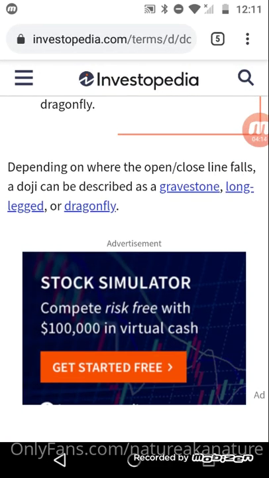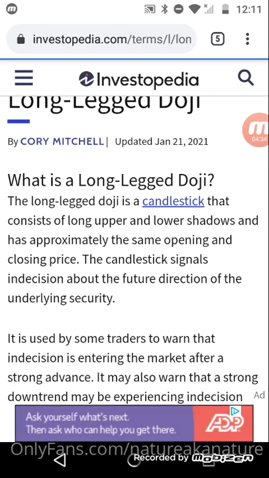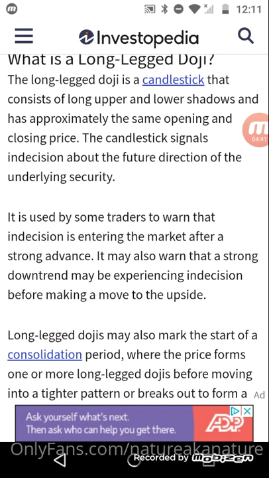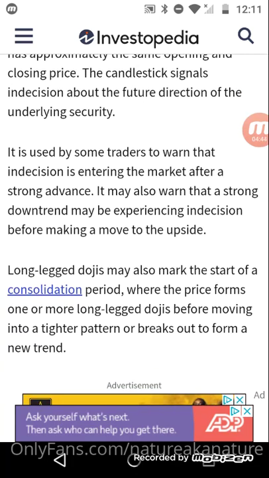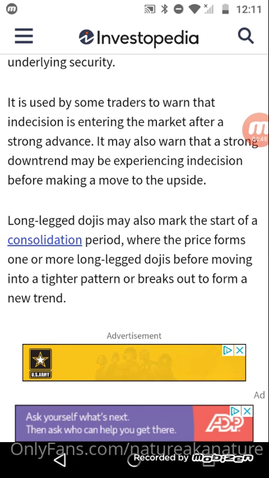So a long-legged doji, what is a long-legged doji? A long-legged doji is a candlestick that consists of a longer upper and lower shadow and has the same opening and closing price. This candlestick signals indecision about the future direction of the underlying security. It is used by some traders to warn that indecision is entering the market after a strong advance. A downtrend may also be experiencing indecision before making a move to the upside. It's going to move to the upside more after you see a long-legged doji.